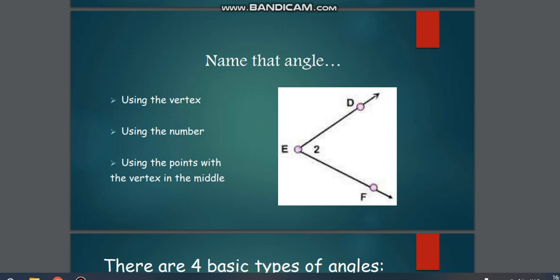And now I want to talk about interior and exterior region. The region that lies between the sides, the arms of an angle, is called the interior region of the angle. And the region that lies outside of an angle is called the exterior region of the angle.